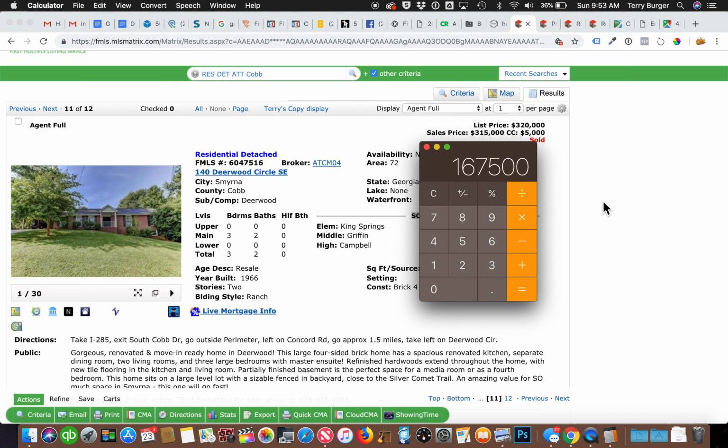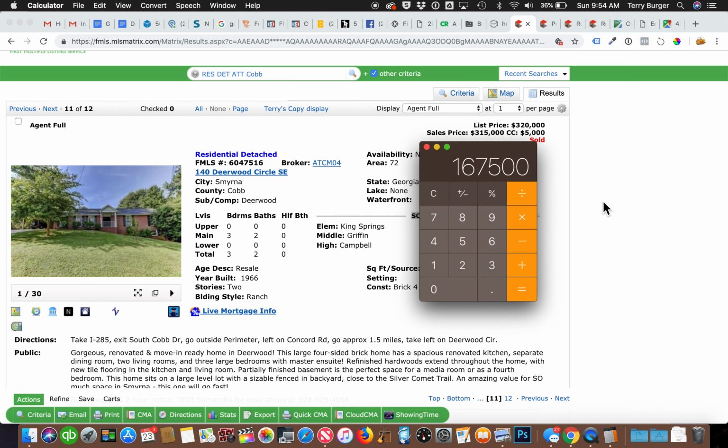If I have it under contract at 170, am I going to let $2,500 mess me up? Probably not. We might go back and ask for a price reduction based on something that we may have found in the home inspection and get that number where it needs to be. But for the most part, right there is where our number is going to be for a flip.